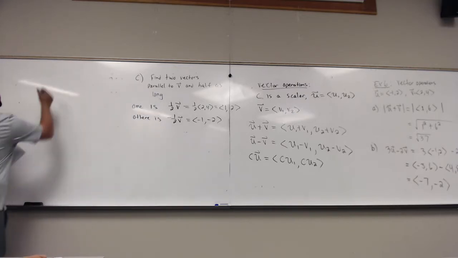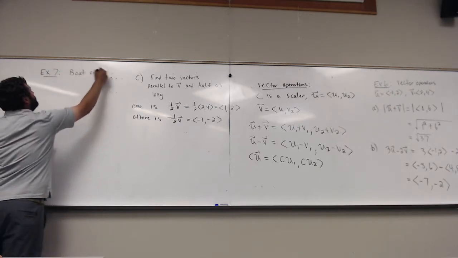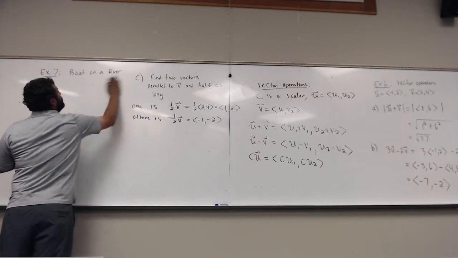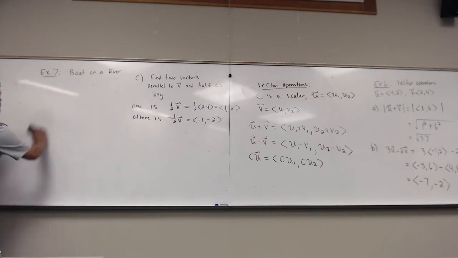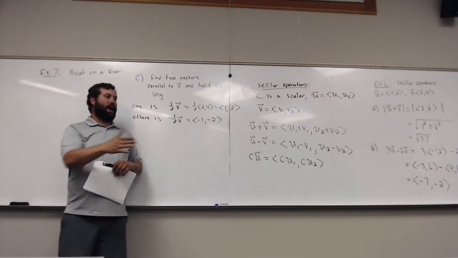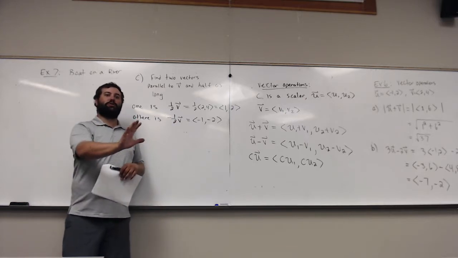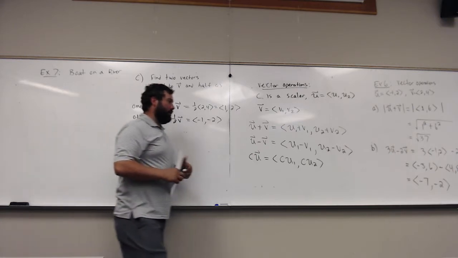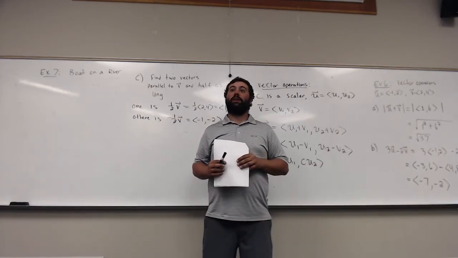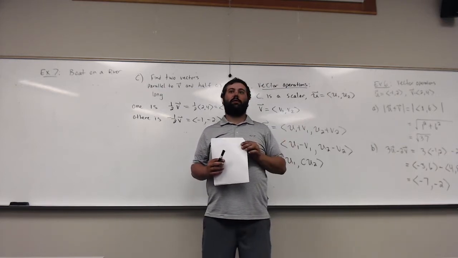Okay, so example 7, boat on a river. So now we're actually going to do a physical application. Vectors can actually be thought of either as a force, right, acting in a particular direction with a certain magnitude. The force would be how hard you're pushing or pulling or something. You can also talk about vectors that represent speed in a direction. If I start driving on Highway 12 at 60 miles per hour, that could be represented by a vector of length 60 going in the direction that I'm driving.